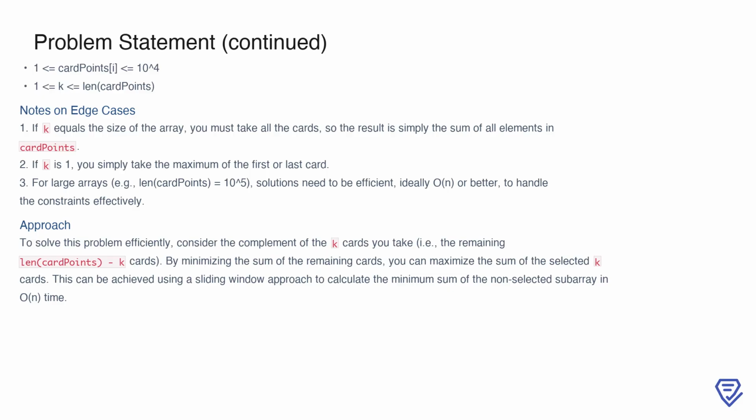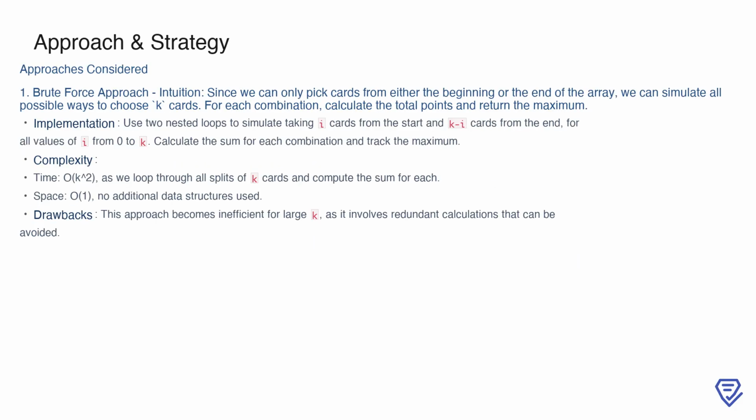To solve this problem, we first considered the brute force approach. The intuition here is straightforward. Since we're allowed to take cards from either the beginning or the end of the array, we can simulate all possible ways of picking k cards. For each combination, we calculate the total points and keep track of the maximum sum we encounter.